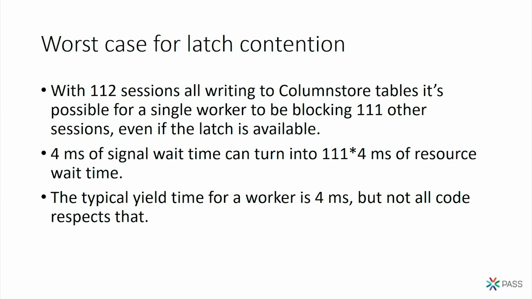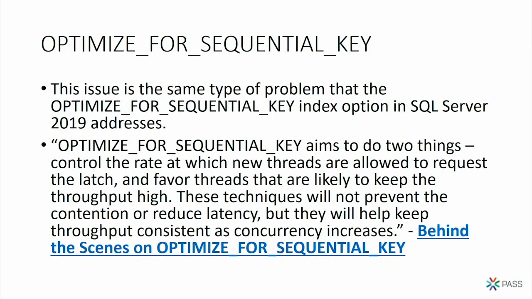The worst case for this, you can have over 100 workers all waiting, all being blocked because we have doubled up workers on a scheduler. And I've seen over 100 in production-like workloads. So that 4 milliseconds of signal wait time might seem insignificant, but it can be amplified by 100 times if you get really unlucky. If you've seen the optimize for sequential key feature new in 2019, it solves a similar problem. You can have latch convoys on the last page of a clustered index, and they use flow control to try to reduce this contention.